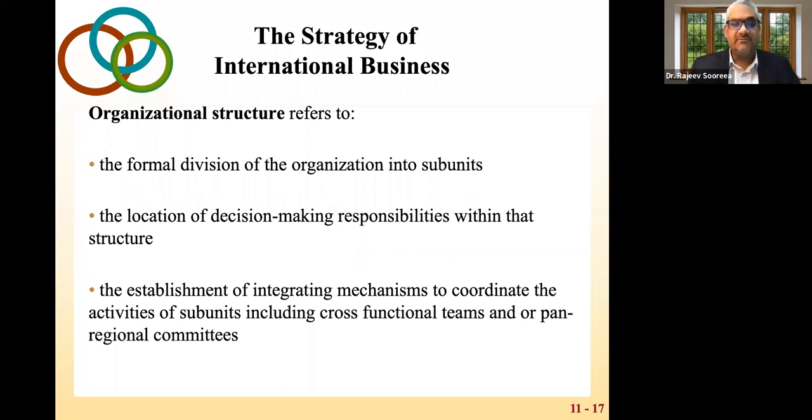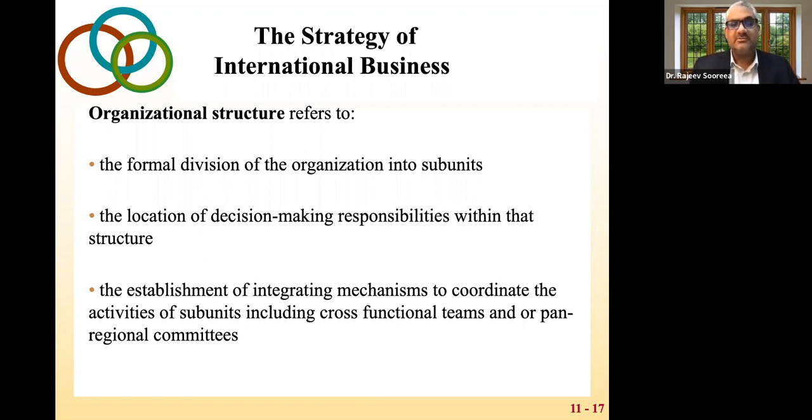Now, org structure refers to the formal division of the organization into different subunits. So how do you divide your organization into pieces? Also, org structure refers to the location of decision-making responsibilities within that structure. That is, where the decision happens. Who is responsible for the decision-making pieces? Is it the CEO? Is it the finance persons? Is it marketing? Who decides? Is it a different arm, the global research and development or the global marketing team? So what is the structure and who makes the decision?